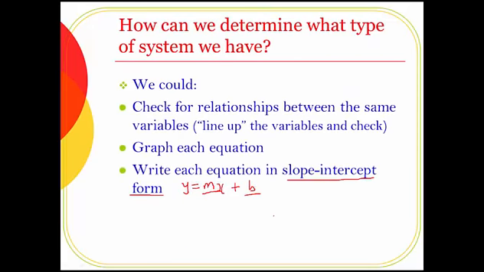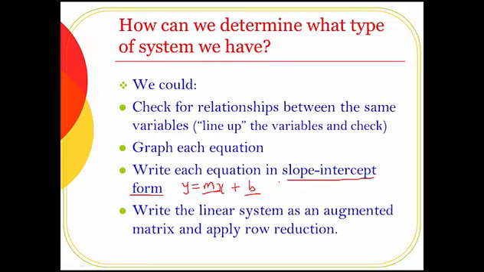Another thing you could do is to write an augmented matrix. You could write the linear system as an augmented matrix, and you now reduce it. You apply row reduction operations. You reduce it to a row echelon matrix. We shall talk about that when we do matrices and determinants. But that is another way you could find out what kind of system you have.